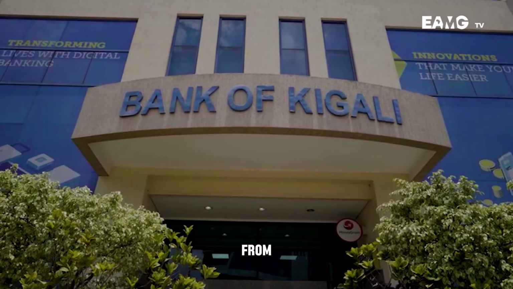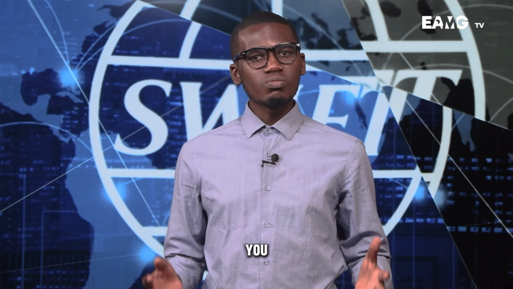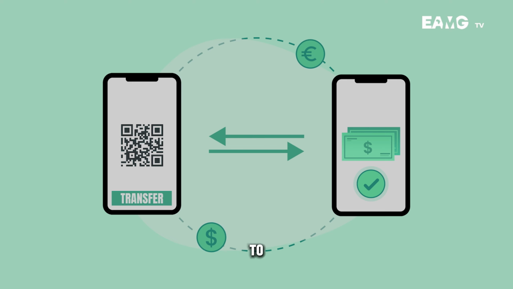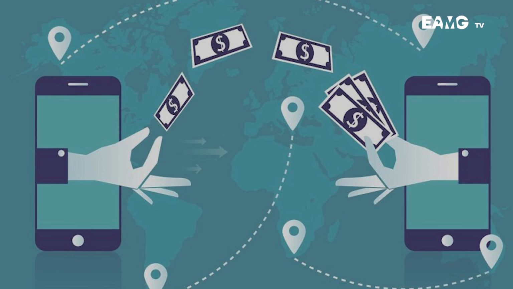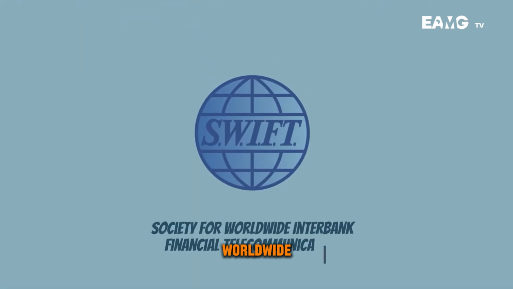When you want to send money internationally, say from Bank of Kigali in Rwanda to John's account at the Bank of China, you might imagine cash being physically transported from one country to another. In reality, international bank transfers operate using an electronic network called SWIFT. SWIFT stands for Society for Worldwide Interbank Financial Telecommunication.